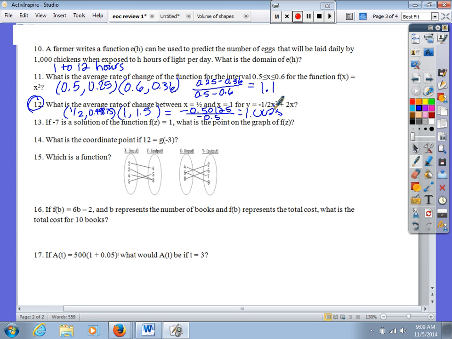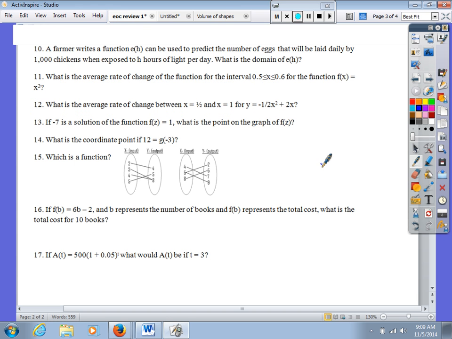You got to plug it into both. Okay, number 13. There's no reason anybody should have missed 13 and 14, because we even did one like this as a warm-up. If negative 7 is a solution of the function f of z equals 1, what is the point on the graph of f of z?